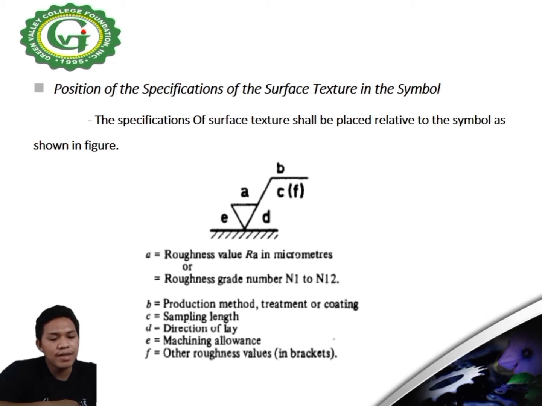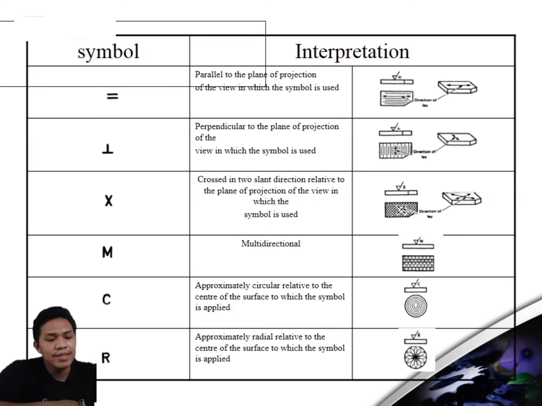Roughness value Ra in micrometers or roughness grade number N1 to N12. B is the production method, treatment, or coating. C is the sampling length. D is the direction of lay. E, machining allowance. F, other roughness value in brackets. Symbol.